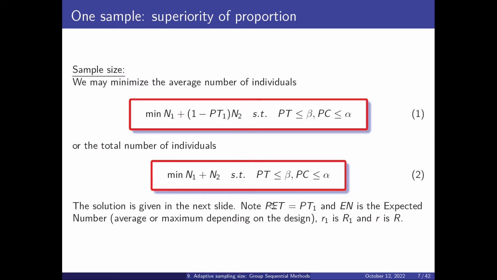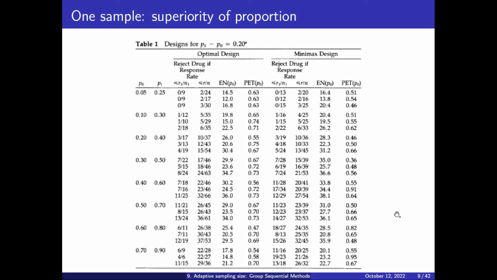So PT1, the probability of termination in stage 1, they have called the probability of early termination. EN in the table is the expected number, that is the average or the maximum number, so this n1 plus n2 depending on the design. R1 is our capital R1 and R is our capital R. So this is the table.